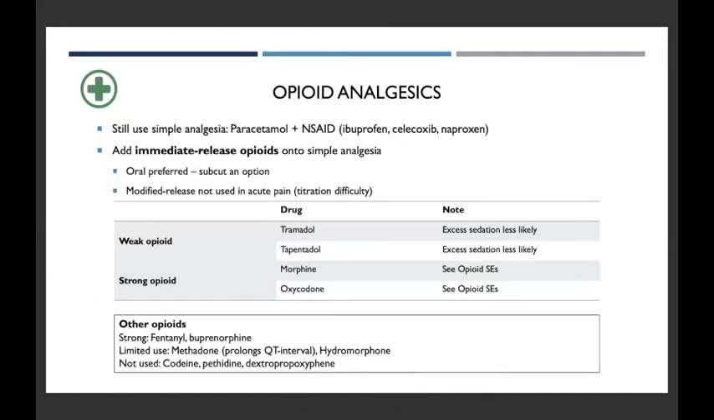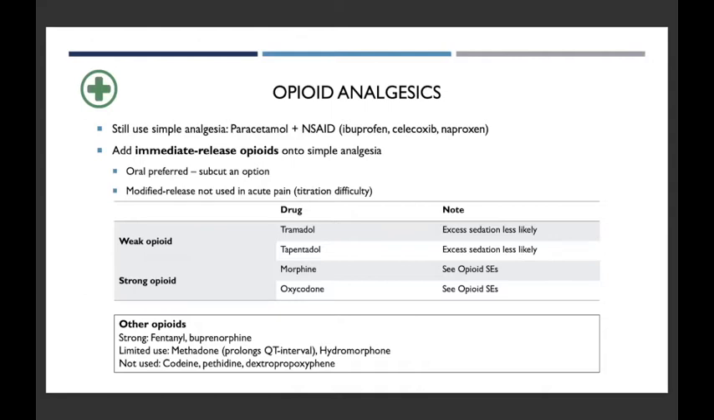Now getting onto opioid analgesics, so sort of that step up the ladder. Remember, we're keeping the paracetamol and the NSAID there, so that's sort of our baseline pain control, and then we're also adding on the opioid if that's needed. In terms of acute nociceptive pain, we use immediate release opioids, and these are added on. It's preferred that we give them orally, and the modified release typically isn't used in the acute setting.